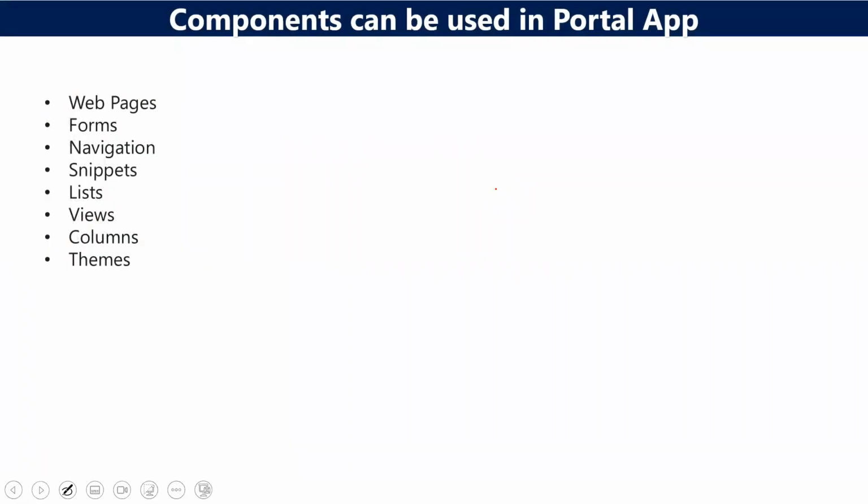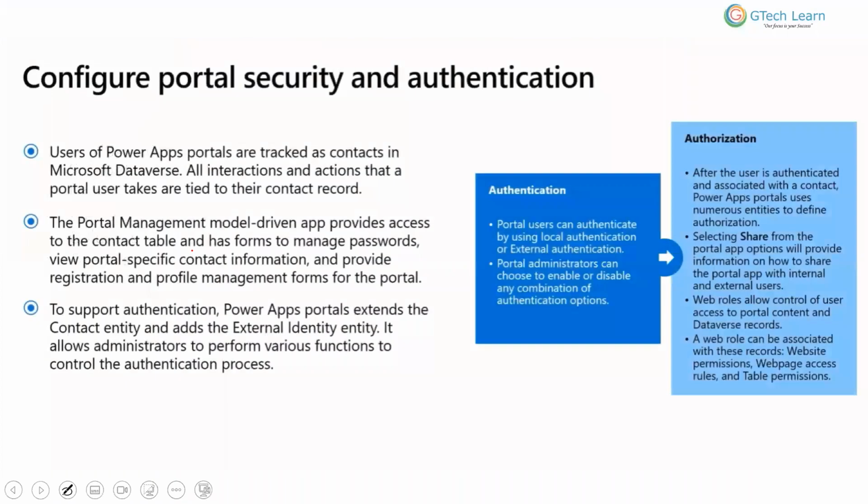Talking about the components of the portal app. In the portal app, we can utilize different components called web pages for creating multiple pages and connecting them with each other. We can utilize the form section to display data or to get data from the customer end. We can utilize the navigation function to allow users to navigate to multiple pages. We can also utilize snippets. We can use lists to display the data. We can create views for what kind of data needs to be displayed, and so on. We can also create multiple columns as well as multiple sets of themes. So these are the components of my app here.